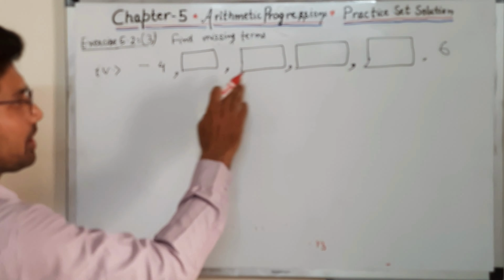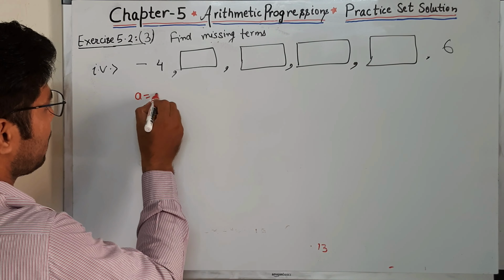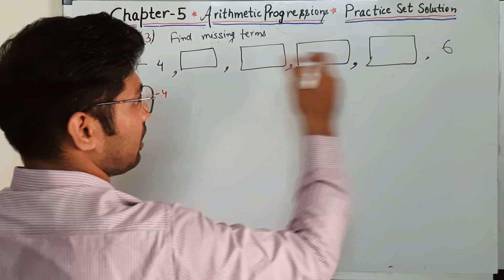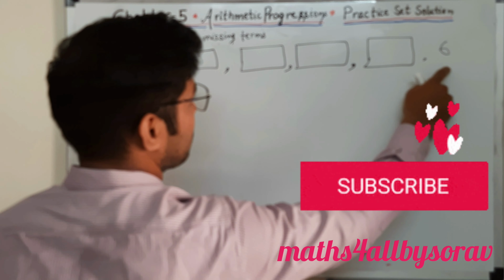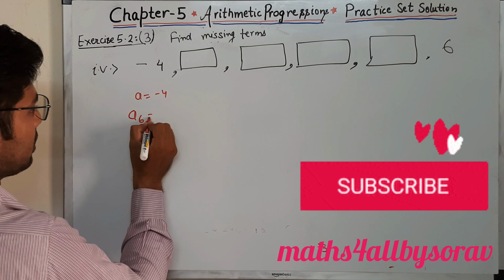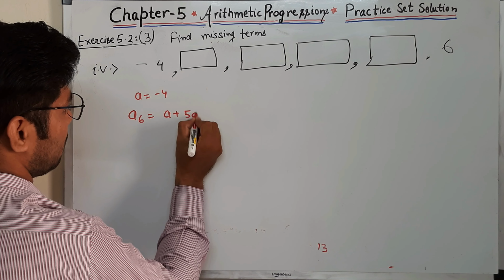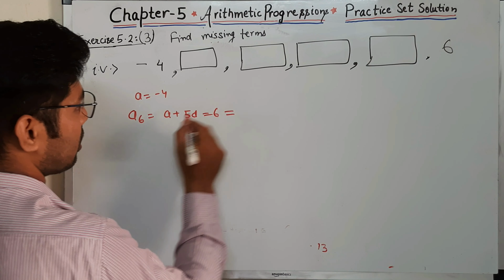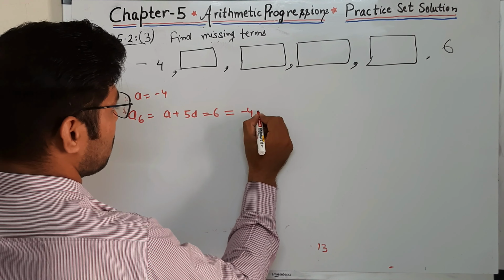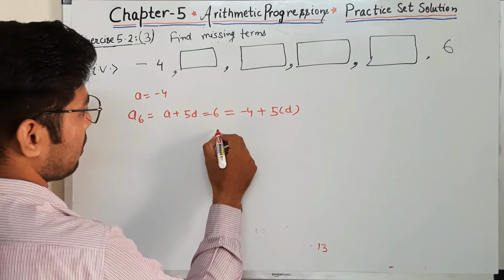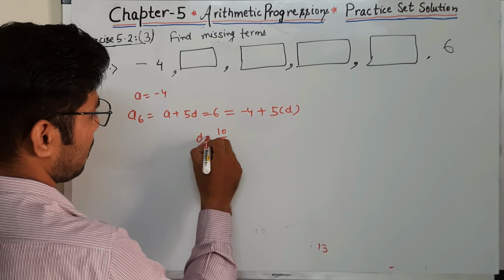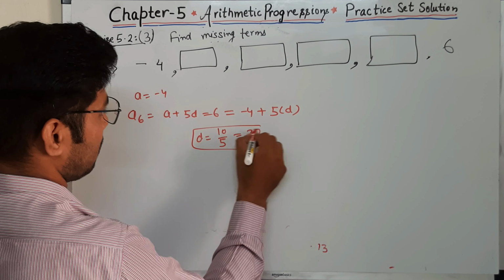Here we also find the missing term. So a is -4 and this 6 is given. We know this is which term? 1, 2, 3, 4, 5, 6. So a6, which is a plus 5d, is equal to 6. So 6 is equal to a, which is -4, plus 5 into d. So we will solve it: 10 upon 5d, right? d is 2. a is -4.